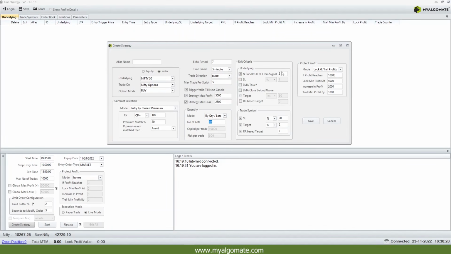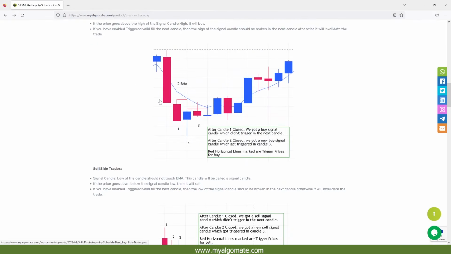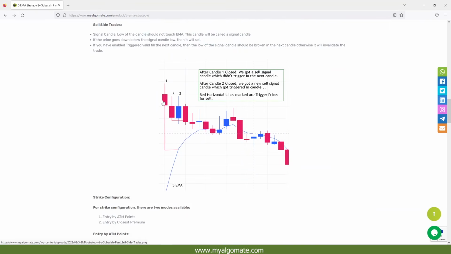Now these are the different exit criteria which I will show you now. So the first is like end candles high or low from signal. So let's say if you get a sell signal and you want to keep the stop loss above the two candles from the signal candle high. So let me just demonstrate the same. So let's say you get a sell signal over here.